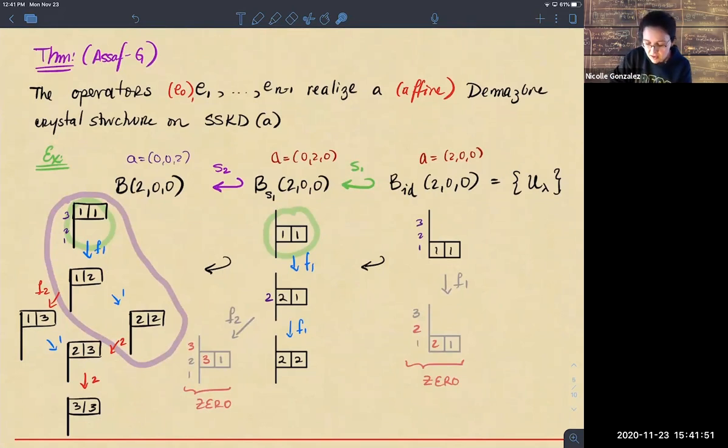And so what that's telling you is these operators exactly know what the crystal structure is, the Demazure crystal structure, because they tell you, look, that edge, it's not supposed to be there. You don't have to go back and erase it. You don't have to a priori know what the crystal already is.